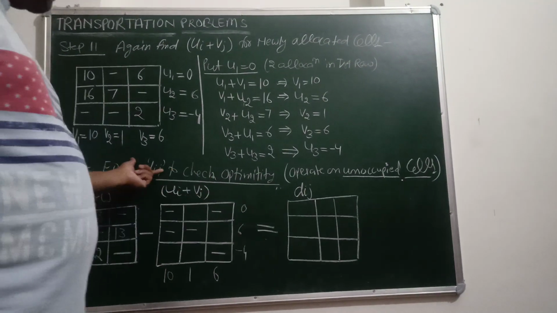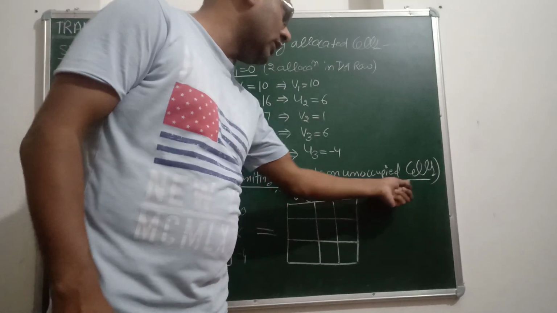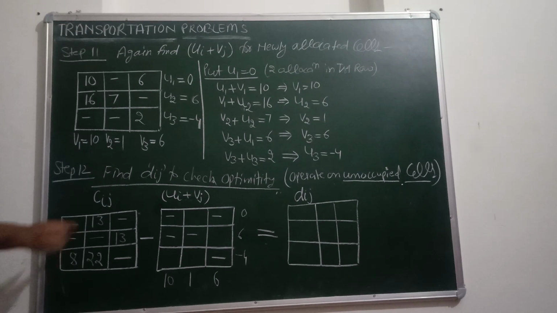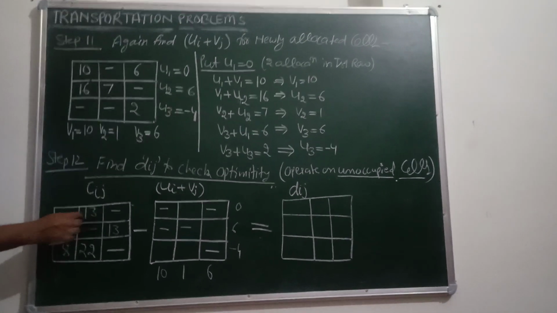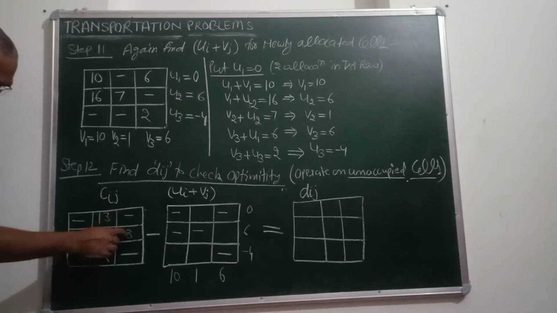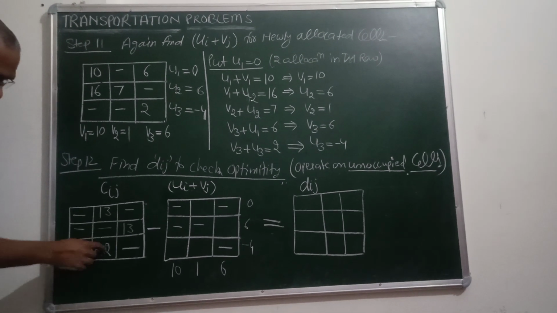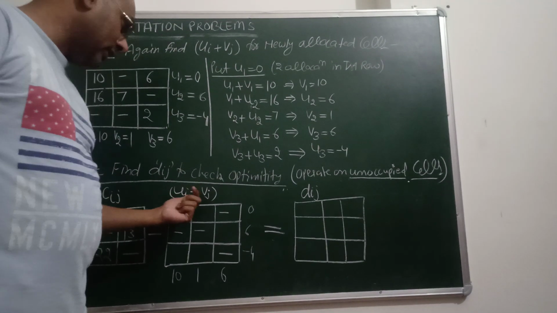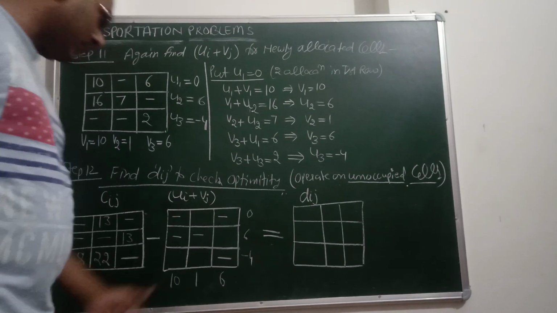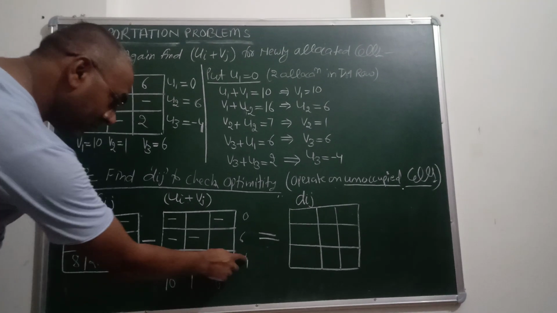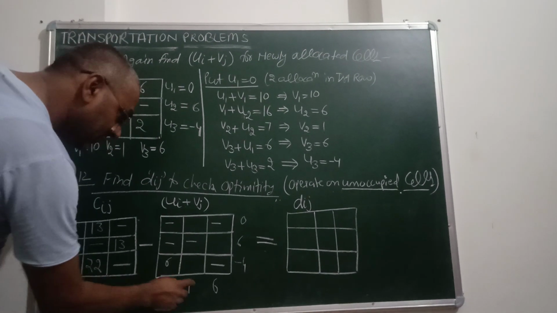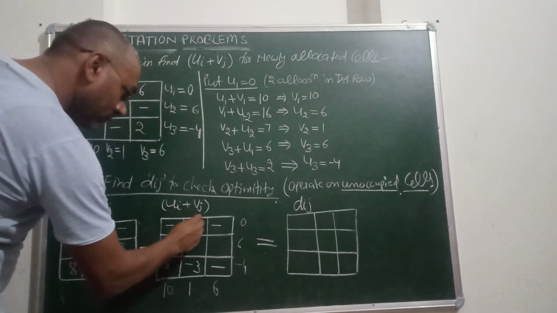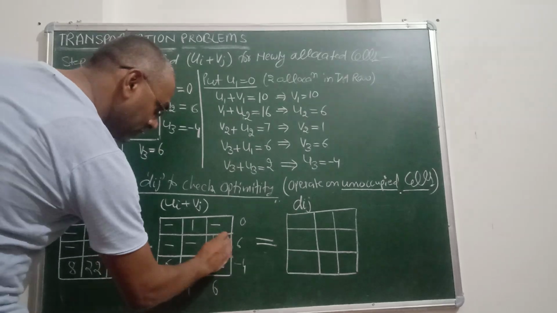You know that the dij operation has to be performed always on the unoccupied cells. So from the basic table we write down the values of Cij for the unoccupied cells. Now these are for the unoccupied cells and the values are 30, 30, 30. Similarly, using the values u1, u2, u3, we have to find the values of ui plus vj for the unoccupied cells. So we see that 10 minus 4 comes out to be 6, and this is 6 plus 6, 12.